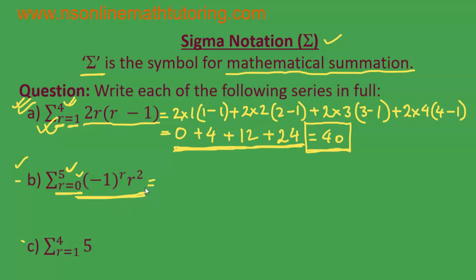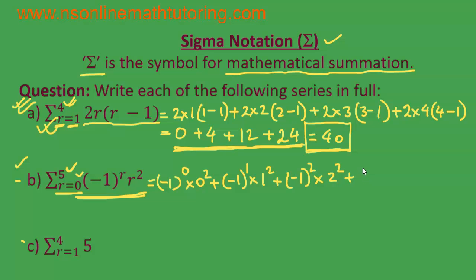Starting value of r is equal to 0. So it will be (-1) to the power of 0 times 0 square, plus (-1) to the power of r, where r is equal to 1. So, (-1) to the power of 1 times 1 square. Next, r is equal to 2. So, (-1) to the power of 2 times 2 square.